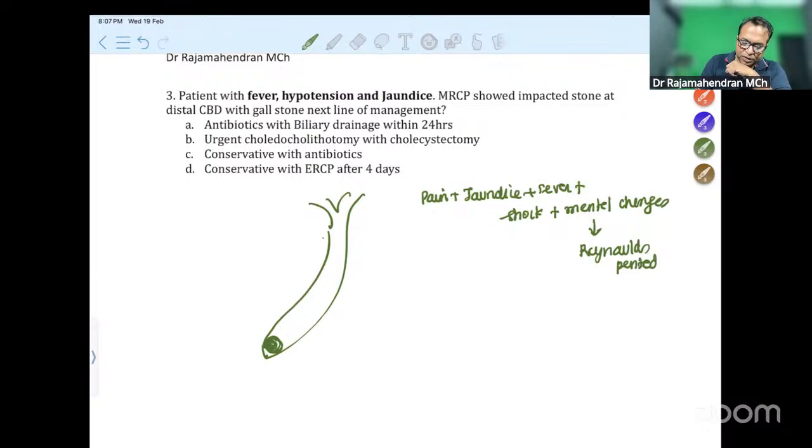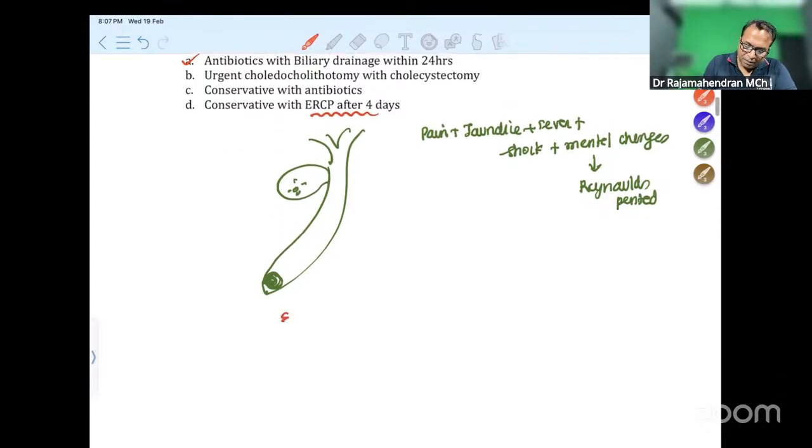MRCP shows there is a stone in the CBD and the gallbladder might have some stones. So what should be the next line of management? Antibiotics with biliary drainage within 24 hours, urgent choledochal lithotomy with cholecystectomy, conservative with antibiotics, or conservative with ERCP after 4 days. So please remember, ERCP is not delayed. Start with antibiotics and plan for biliary drainage using ERCP, sphincterotomy, and biliary drainage. That is the gold standard treatment.